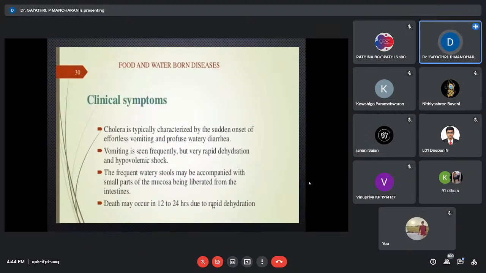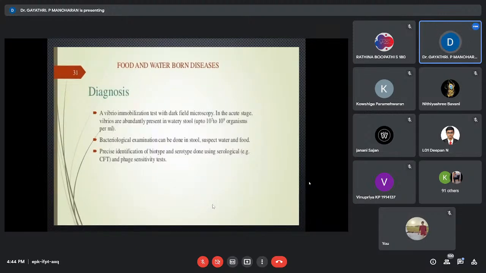Once the person is getting infected or once the person is getting diarrhea, now within 12 to 24 hours the person may get die due to dehydration of the water from the body. How can you diagnose? Like other diagnosis, இது வந்து 7 days 10 days நமக்கு டைம் கொடுக்காது. It's only going to give 12 to 24 hours for the patient.